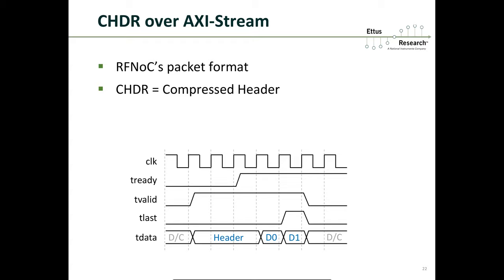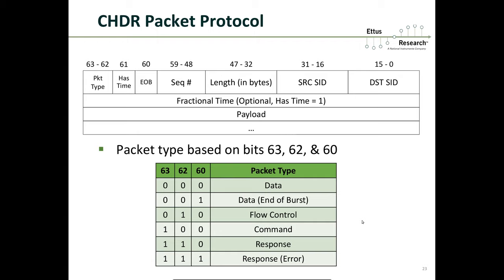Now, earlier I said that the AxiStream connection between our blocks and the crossbar and other blocks uses CHDR. CHDR stands for compressed header, and it's RFNoC's packet format, which consists of a 64 or 128-bit header and a payload. If we look at the timing diagram below, we can see the first data word here is a header, and then we have a short payload of just the words D0 and D1.